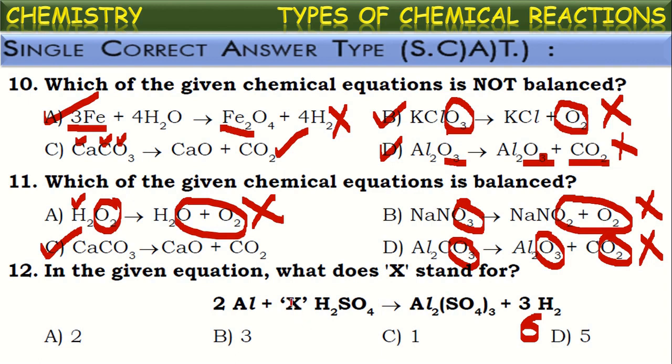So on the right hand side, 6 hydrogens, but here only 2 atoms are there in one molecule. By taking how many molecules of the sulfuric acid, totally we get 6 hydrogen atoms on the left hand side? With which number do we have to multiply these two? We have to multiply with 3. So in the place of X, if we keep 3, then the total number of hydrogens here becomes 6, which is equal to the number of hydrogens on the right hand side. So in the place of X, we have to take 3.